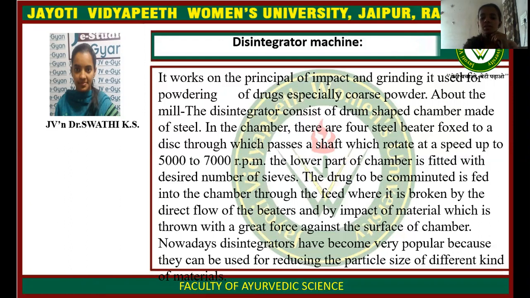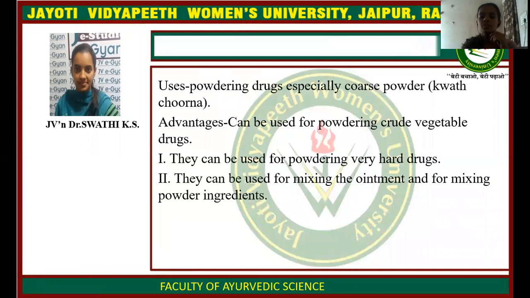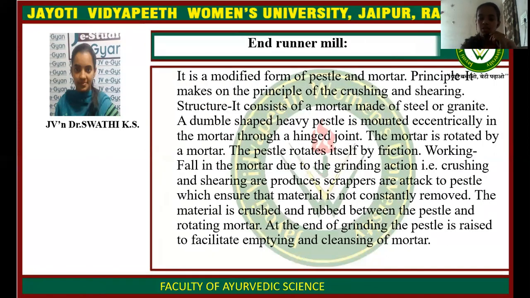Nowadays disintegrators have become very popular because they can be used for reducing the particle size of different kinds of material. Uses: for powdering drugs, especially coarse powders for kwath churna, for the preparation of kwath. Advantages: it can be used for powdering crude vegetable drugs and very hard drugs, and it can be used for mixing ointment and for mixing powder ingredients.